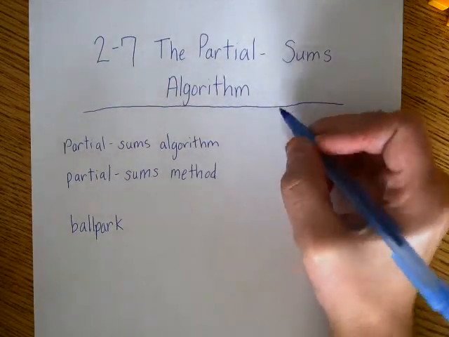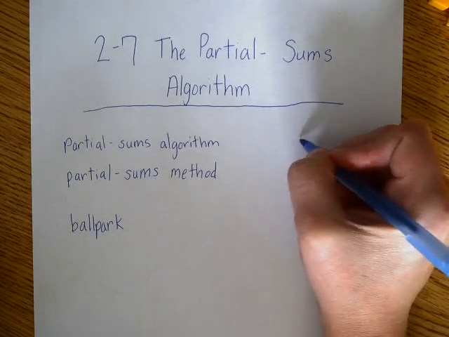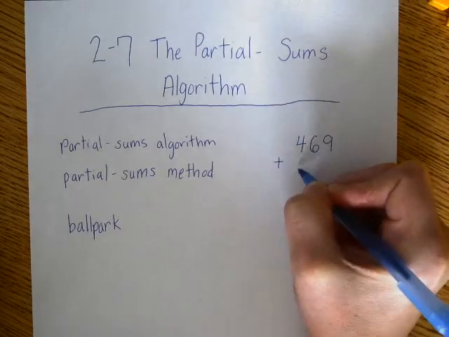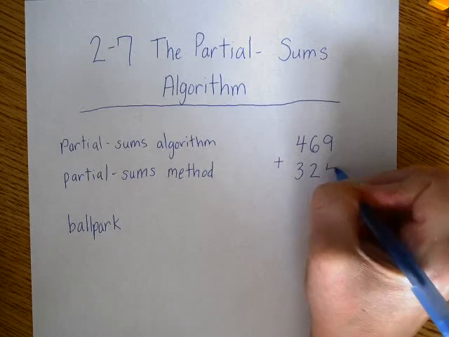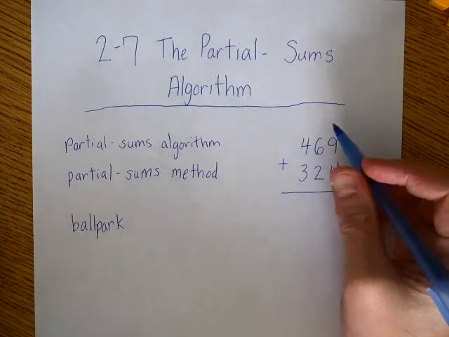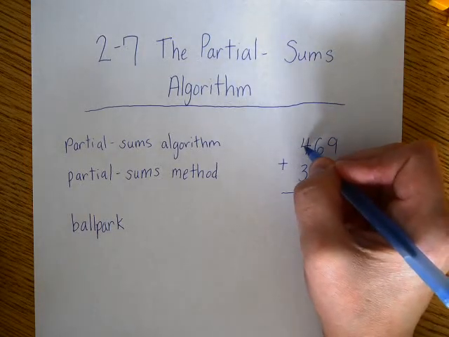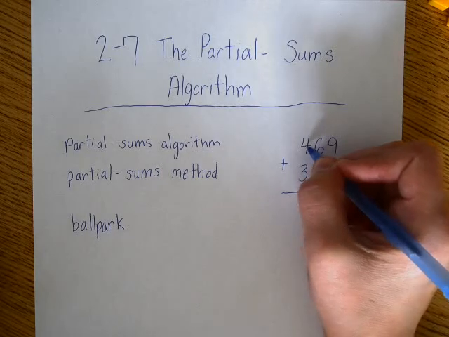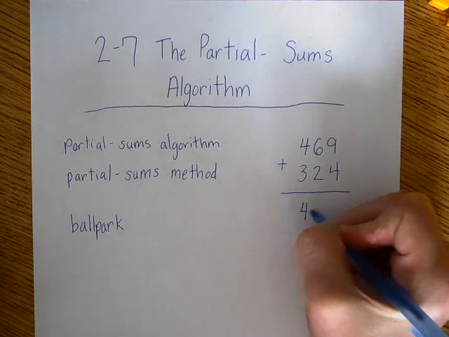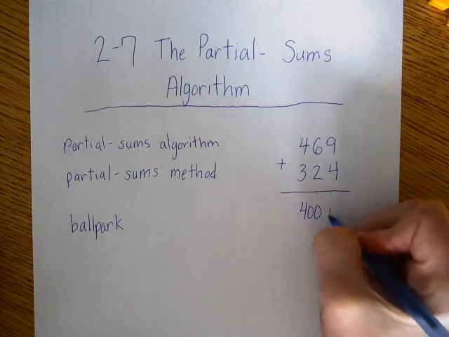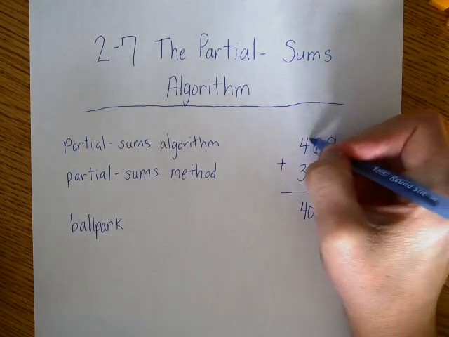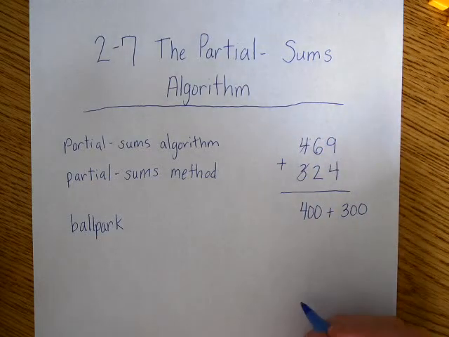So the partial sums algorithm is like this. If we're going to add, let's say, 469 plus 324, this is how the algorithm works. You add up the different parts first. I know that this 4 is not actually a 4, it means 400, because this is 469. So I'm going to say 400 plus 300. Then I'm done with my hundreds. I don't even have to think about those anymore.